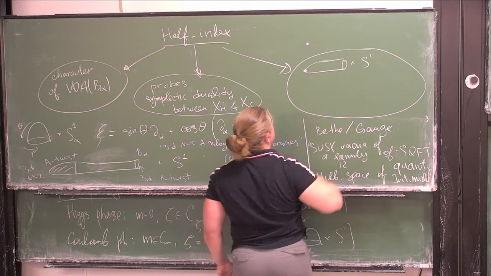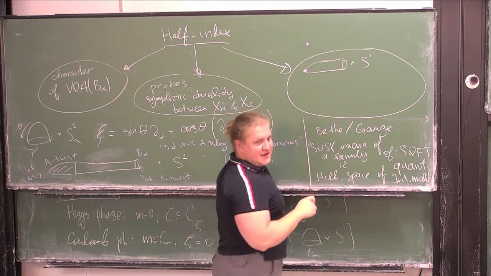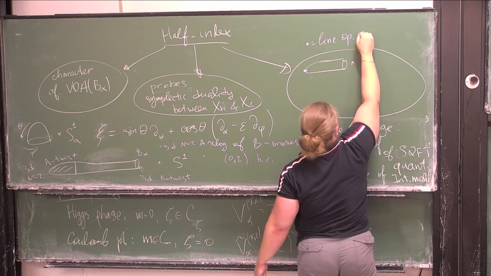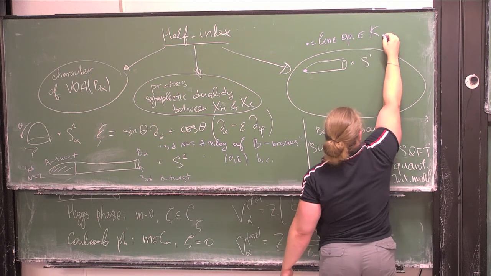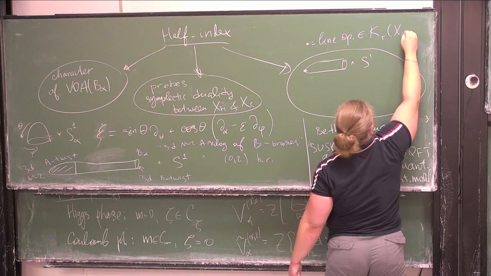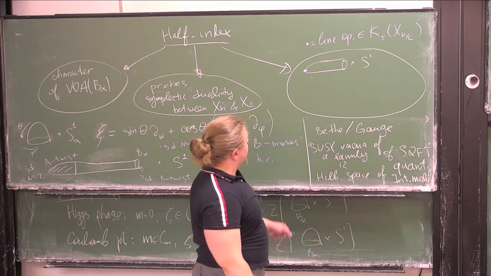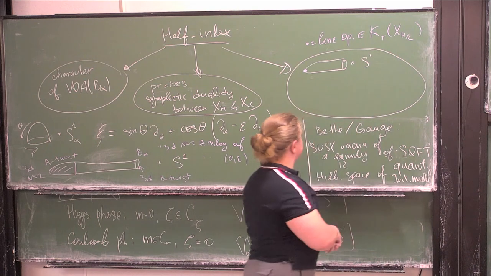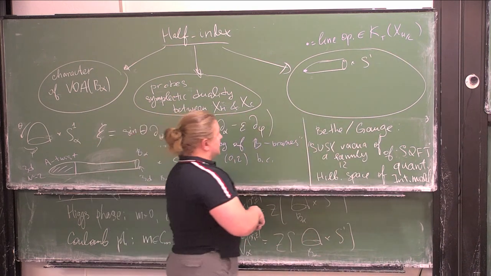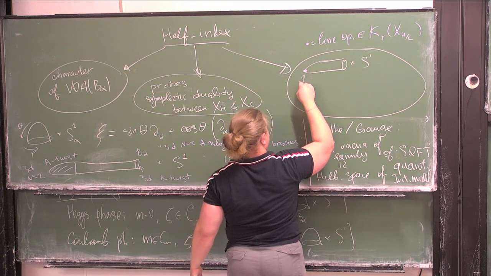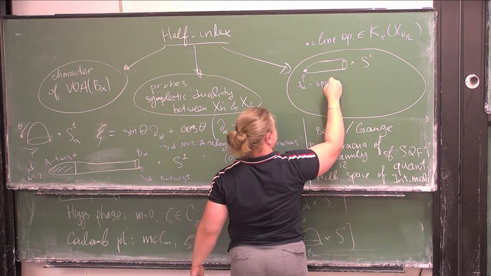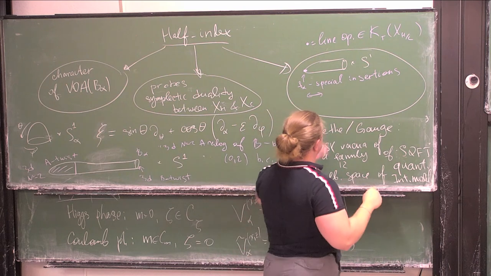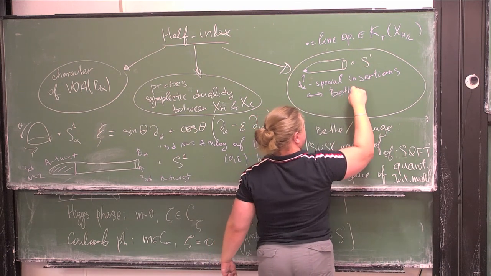So this purple dot, since it wraps the S1, is a line operator, which is labeled by some equivariant K-theory class of your either Higgs or Coulomb branch. And using all such possible insertions, one can generate all supersymmetric ground states. And there are some very special insertions that produce something called a Bethe eigenstate.